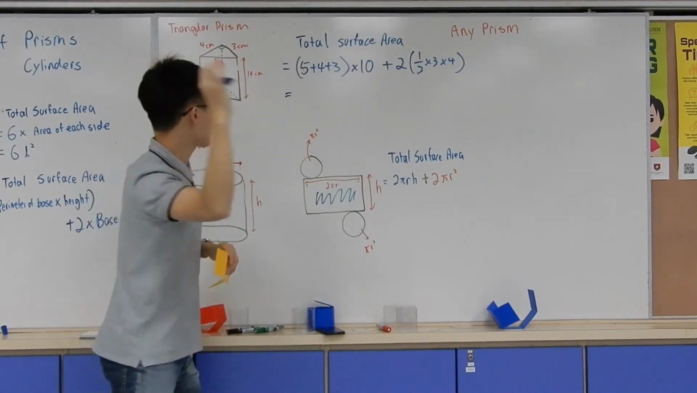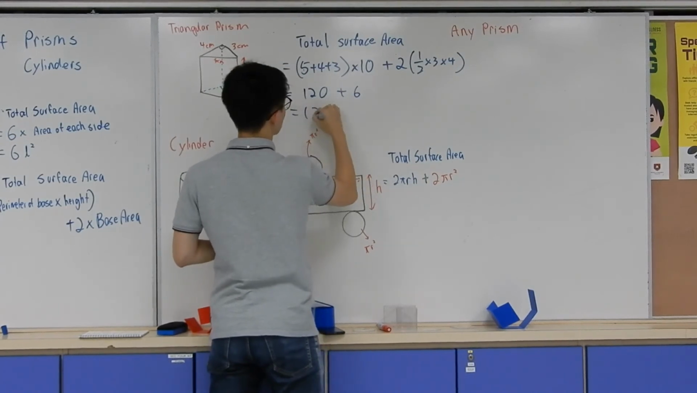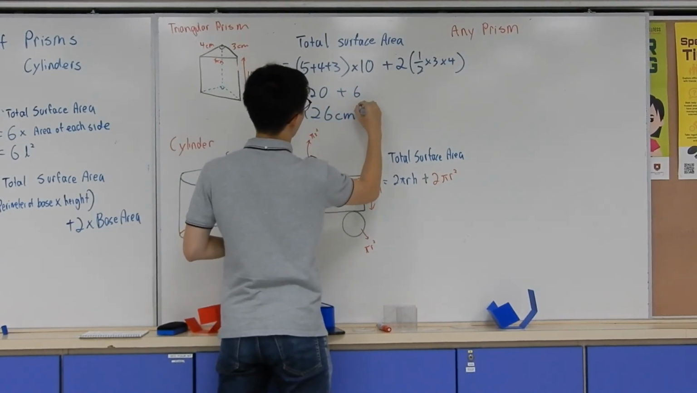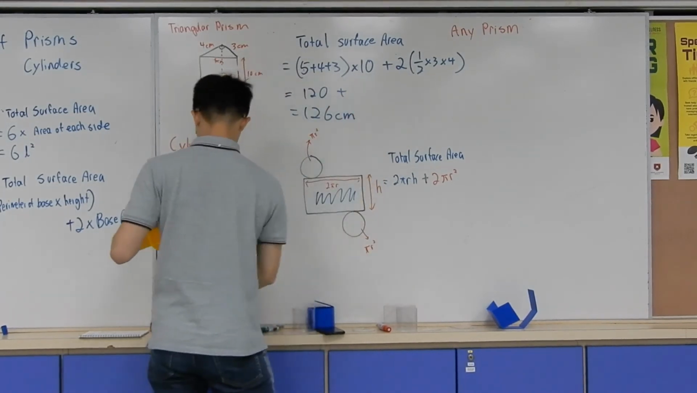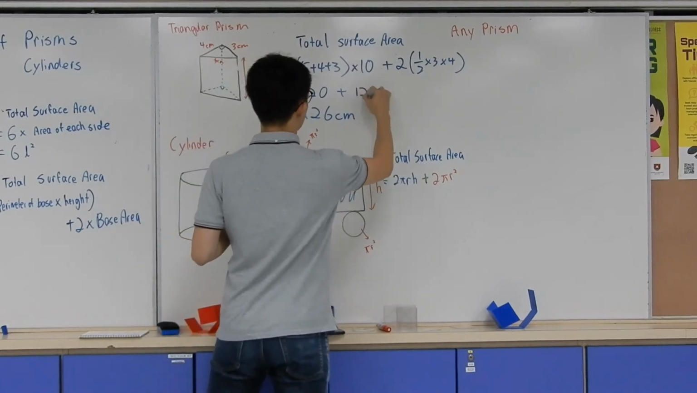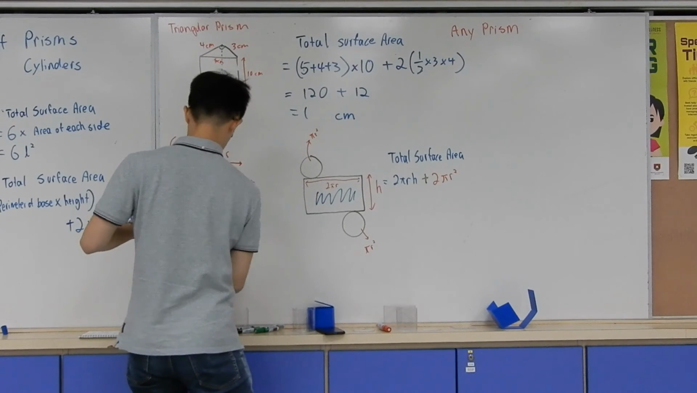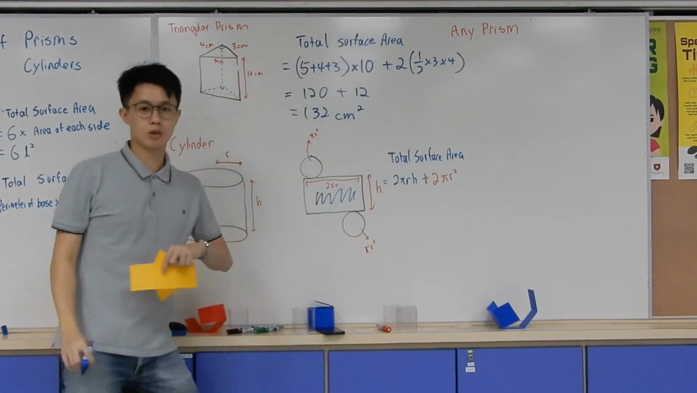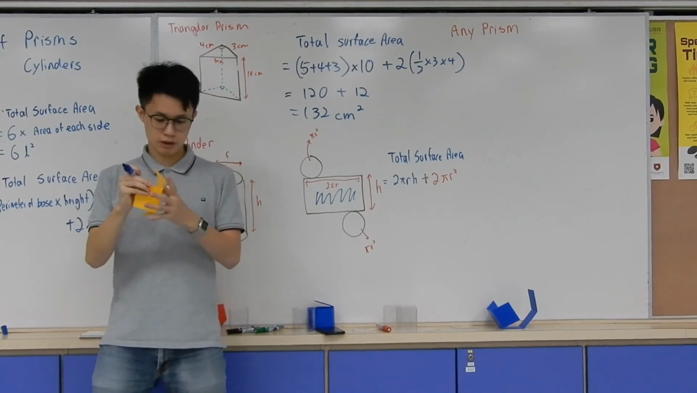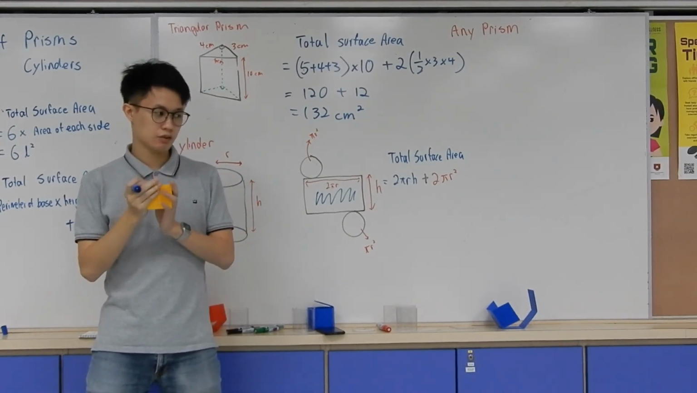So in this case, it will be 120 plus 6, and you have 126 cm. Sorry, I did it wrongly. It shouldn't be 6, it should be 12. So 12, and 132 cm squared. Can?